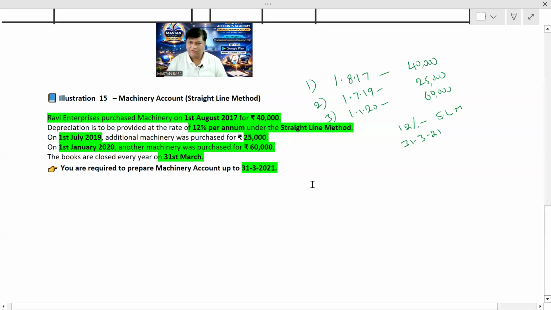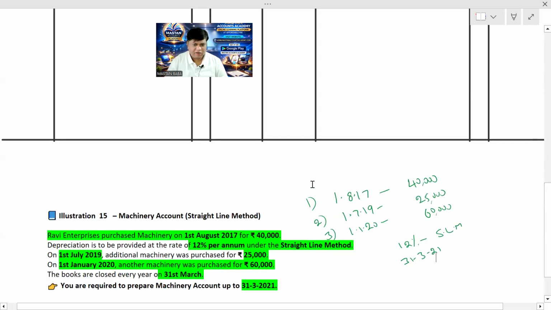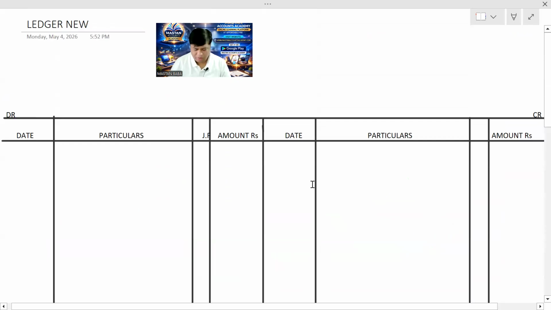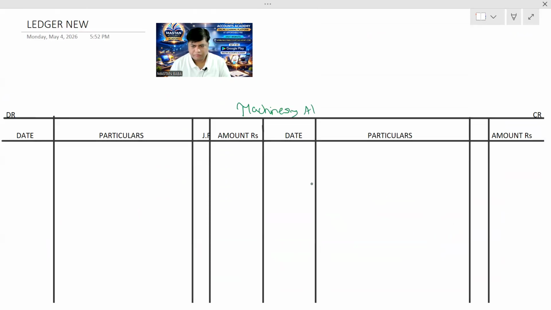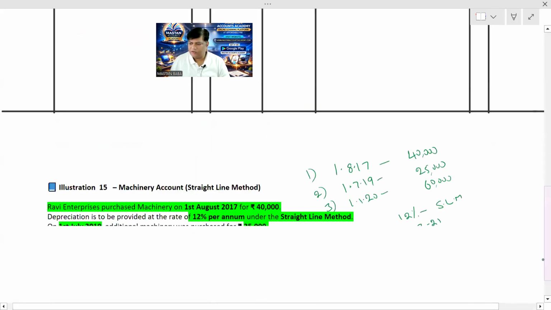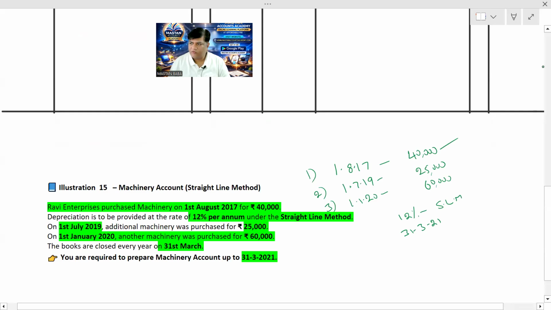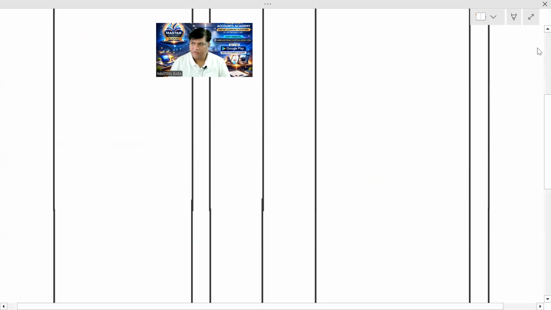First August 17 is the first machinery date. So machinery account. First August 17. When more than one machinery is purchased, it is better to write 1 and 2 marks. To bank account, write within brackets first machinery. As we know, the first machinery value is 40,000. So write 40,000 here.